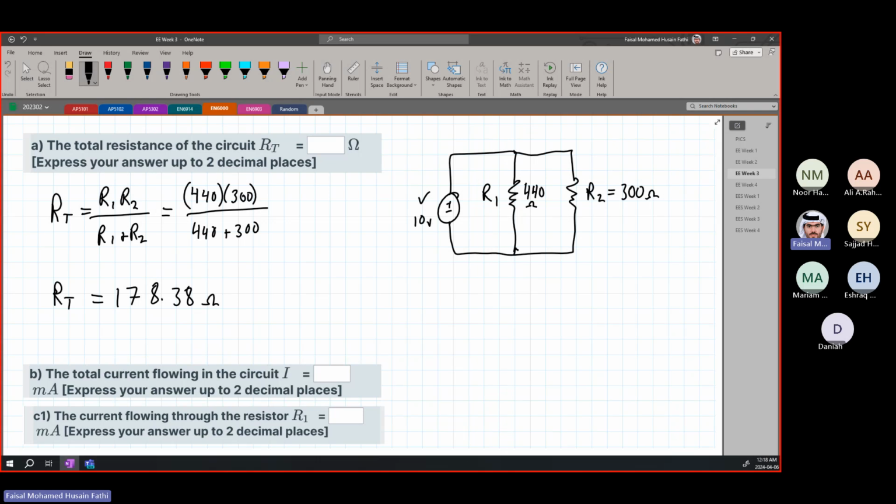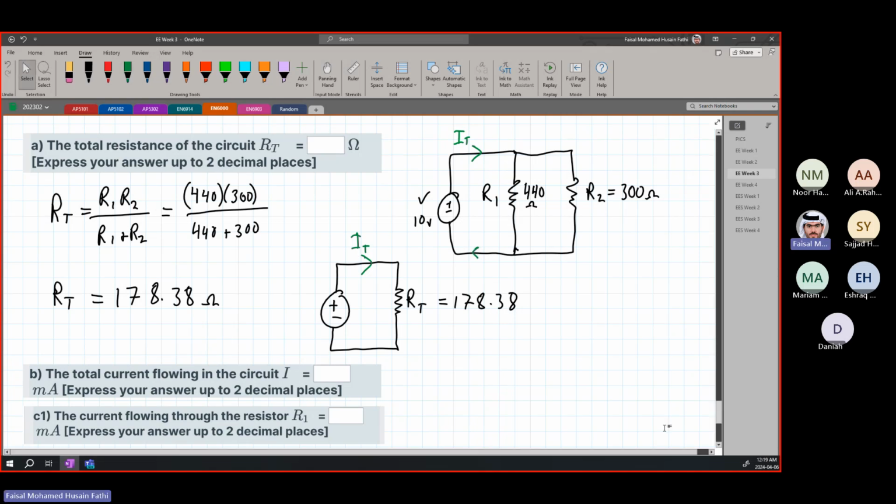Now we can redraw the circuit if we wanted to, plus minus. It's equivalent to this circuit where this is R total equal to 178.38. Okay? Equivalent. And the current going through here is the same current going through here. Good? The initial current, not the current of R1 or R2, but the total current, which is IT. I total. Right?